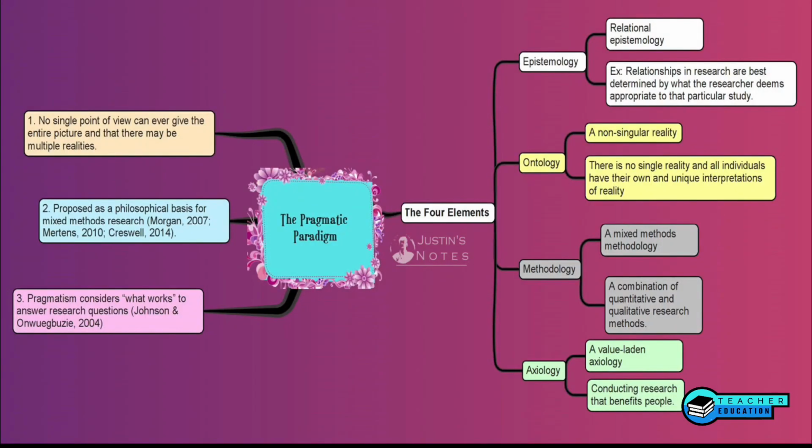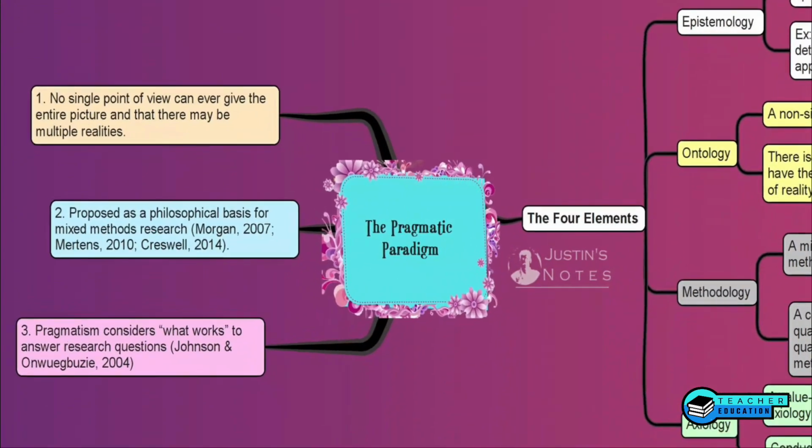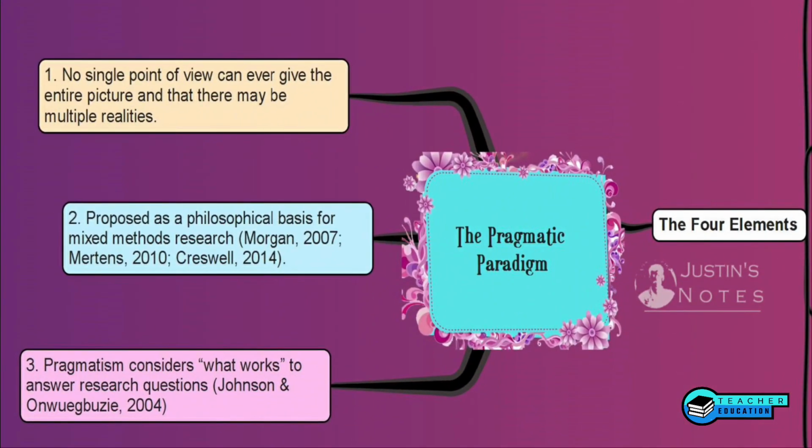The pragmatic paradigm holds that no single point of view can ever give the entire picture, and that there may be multiple realities. It was proposed as a philosophical basis for mixed methods research, Morgan 2007, Mertens 2010, Creswell 2014. Pragmatism considers what works to answer research questions, Johnson and Onwuegbuzie, 2004.